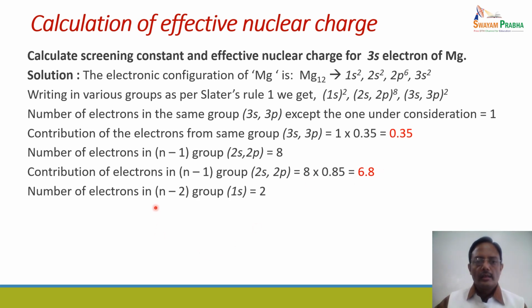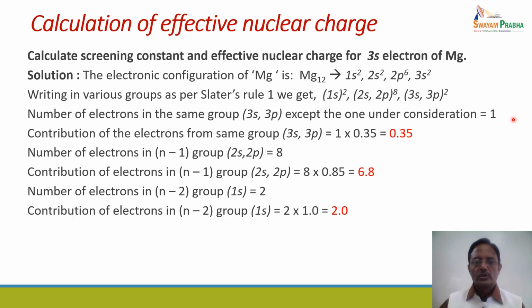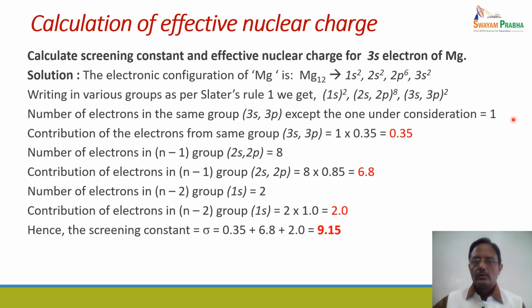Number of electrons in the n-2 group, that is the first shell: there are 2 electrons and they contribute 1 each, so the contribution from the 1s group is 2. Now we add these 3 together: 0.35 plus 6.8 plus 2 comes out to be 9.15, which is the screening constant sigma for the 3s electron in magnesium.